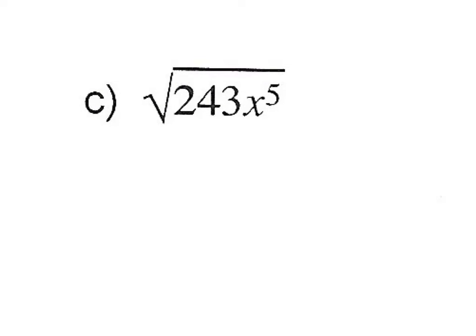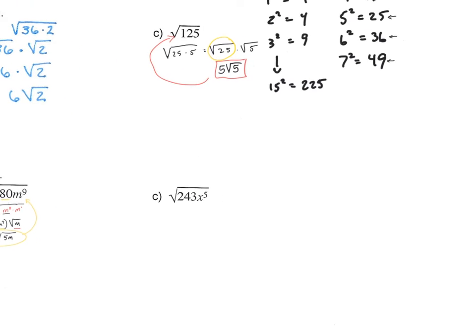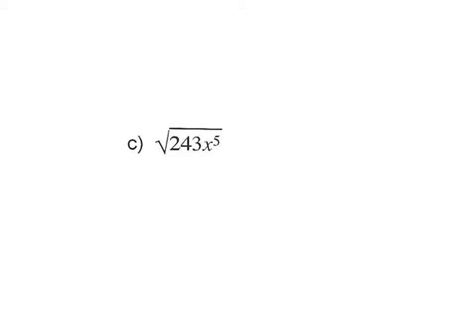Okay. The square root of 243 x to the 5th. Now, I believe that 243 can be rewritten as the square root of 81 times 3, that would be 243, times x to the 4th times x. Because I can find some perfect squares here. Perfect square, 81, perfect square, x to the 4th. So the square root of 81 is going to be 9. I can bring that out of the radical, and the square root of x to the 4th is going to be x squared.